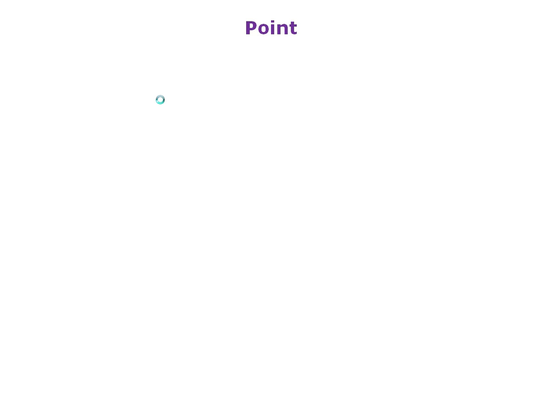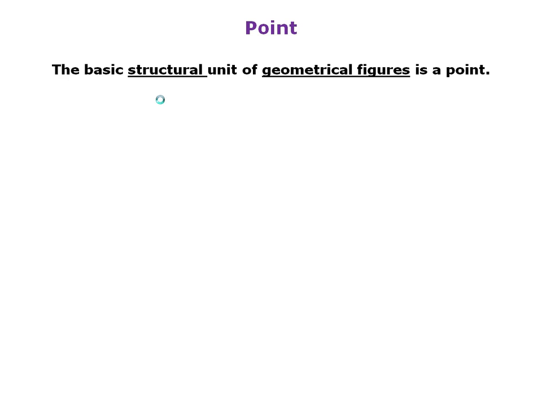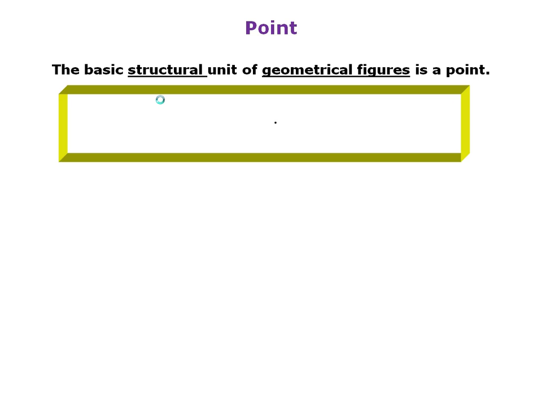So what is a point? Point is the basic structural unit of geometrical figures. To draw any geometrical figures, you will have to start with a point. As the basic structural unit of the human body is the cell, like that, the basic structural unit of geometrical figures is a point. You see here, see that tiny dot.